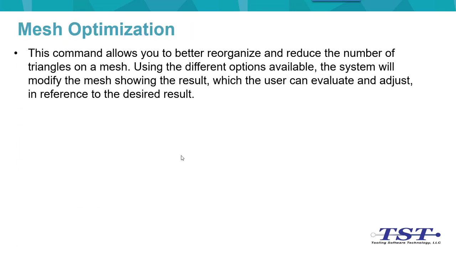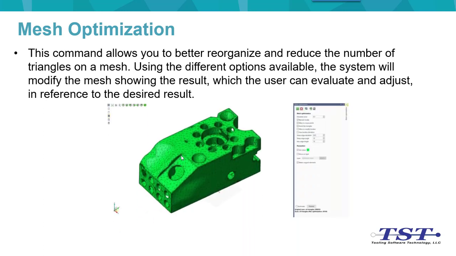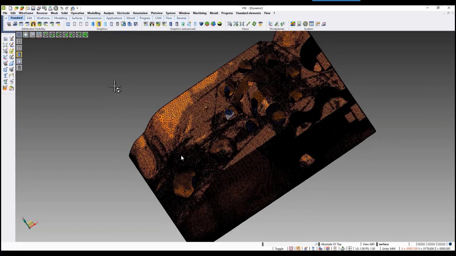Mesh optimization. The command also allows you to better recognize and reduce the number of triangles on a mesh using different options available. The system will modify the mesh showing the results, which the user can evaluate and adjust in reference to the desired results. So for example, we'll just show this quick video.